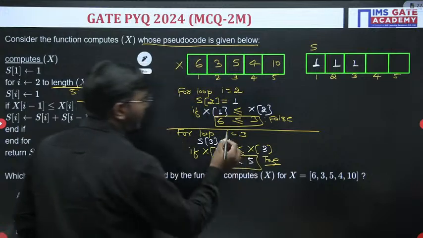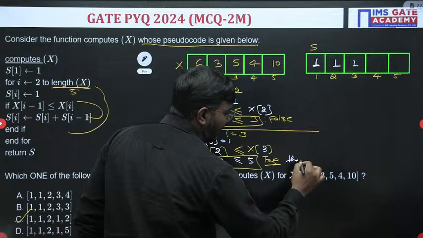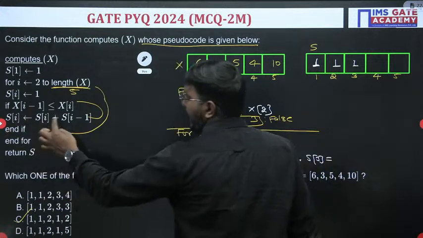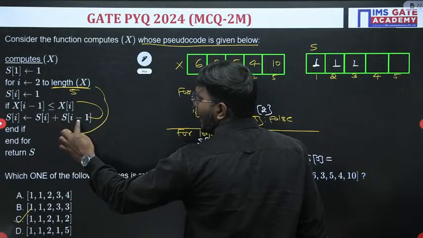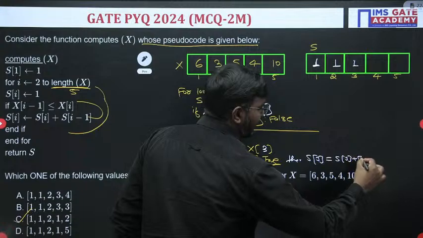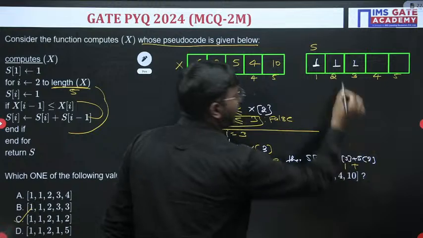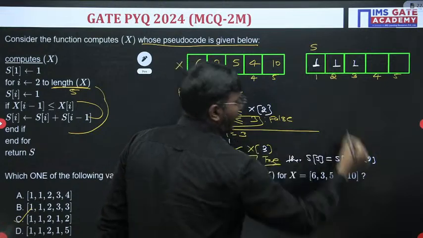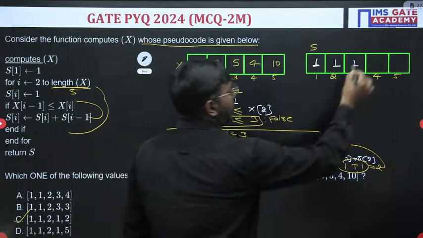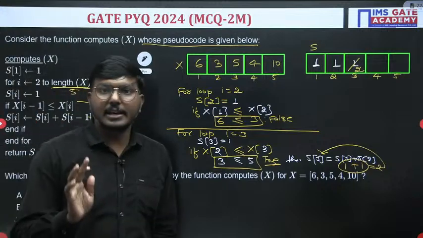So it says s of I is nothing but s of 3. Now if the condition is true, then what is s of 3? S of 3 is equal to s of I plus s of I minus 1. So s of I means s of 3 plus s of 2. What is s of 3? S of 3 is 1, plus s of 2 is nothing but 1. So 1 plus 1 is nothing but 2. Initialize to s of 3. Now s of 3 is changed to 2. Like that. Clear? Any doubt here?